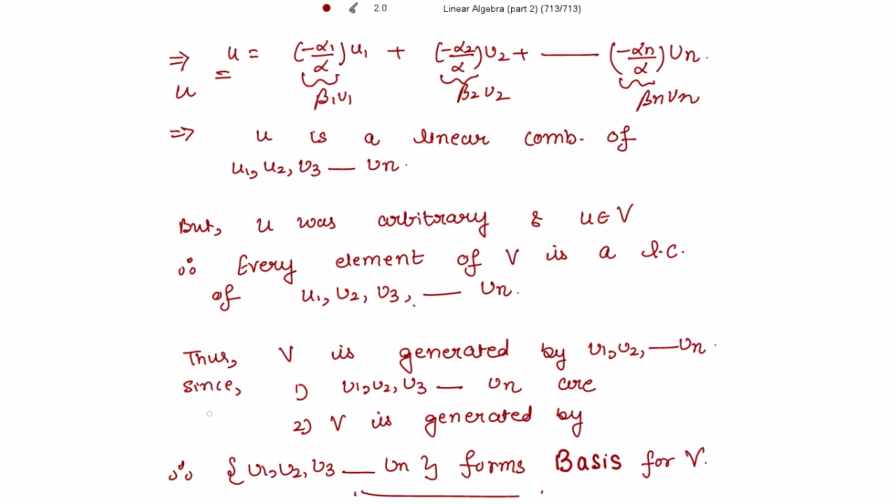Yes. Now since u1, u2, u3, un are linearly independent, which is already given to us, and we have proved that these are the generators for V, that is, V is generated by u1, u2, u3 up to un, both the conditions for a basis are now proved or satisfied. So therefore u1, u2, u3, un form a basis for V.